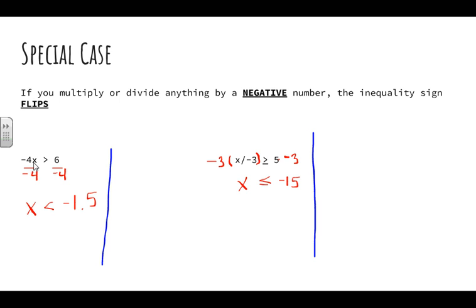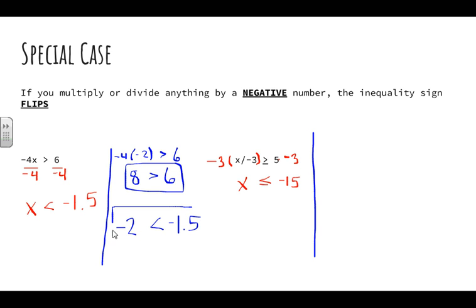So if we plug in negative 2 for x here, we'd have negative 4 times negative 2 is greater than 6. If we solve it, negative 2 times negative 4 is a positive 8, which is greater than 6, and that's true. Down here, if we plug in negative 2 for x, we would get negative 2 is less than negative 1.5. And that's also true.